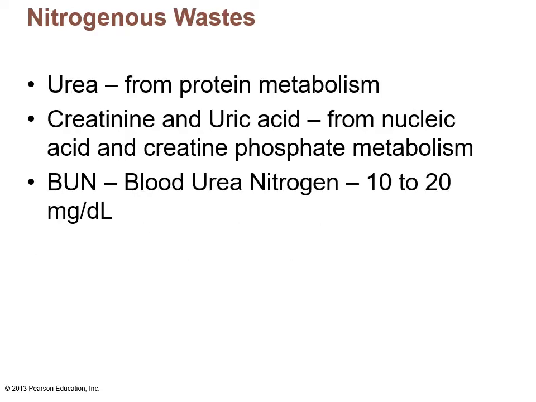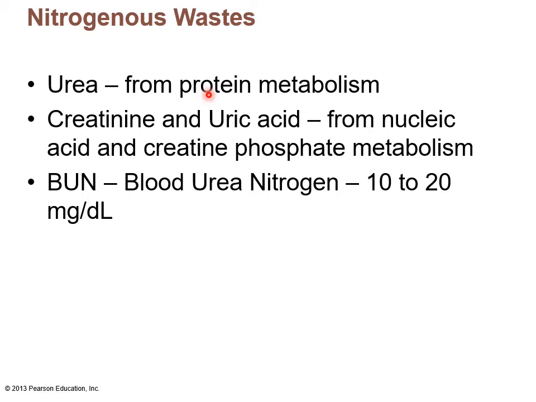Now, one of the major things that the kidneys do is they take care of nitrogenous waste. Nitrogenous waste comes from proteins because nitrogen is found in proteins. You don't find this in fats or carbohydrates, but you do find this nitrogen group. It's called an amine group on your amino acids that make up proteins. And they convert this amine group to ammonia. This happens in the liver, and then the ammonia is converted to urea. So urea goes out in urine. So that's from protein metabolism.